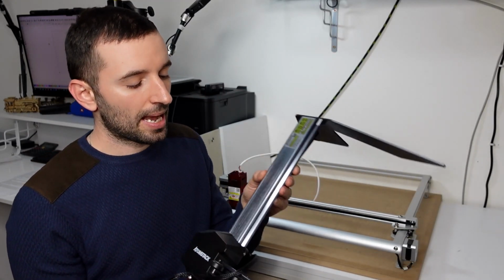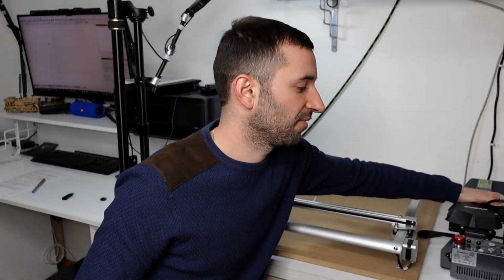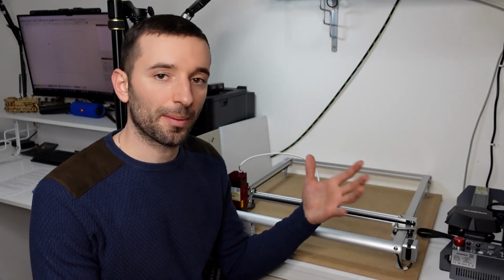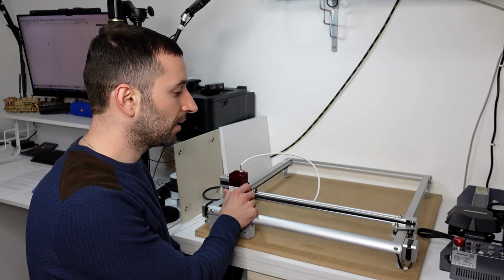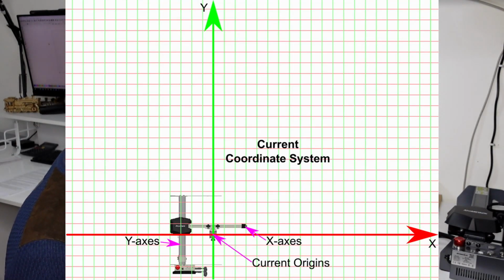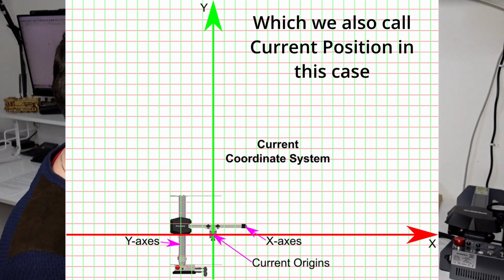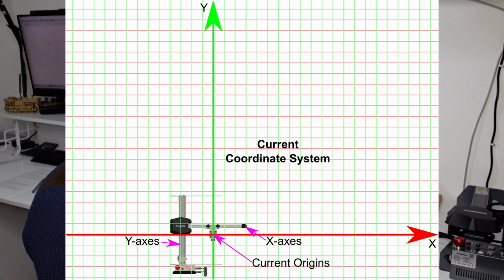In a machine with a home, you have the absolute origin, which is physically represented by a precise location in the working area of your machine. In a homeless machine, like this one, the absolute origin will always be wherever the laser head happens to be at the moment when you power up the machine.